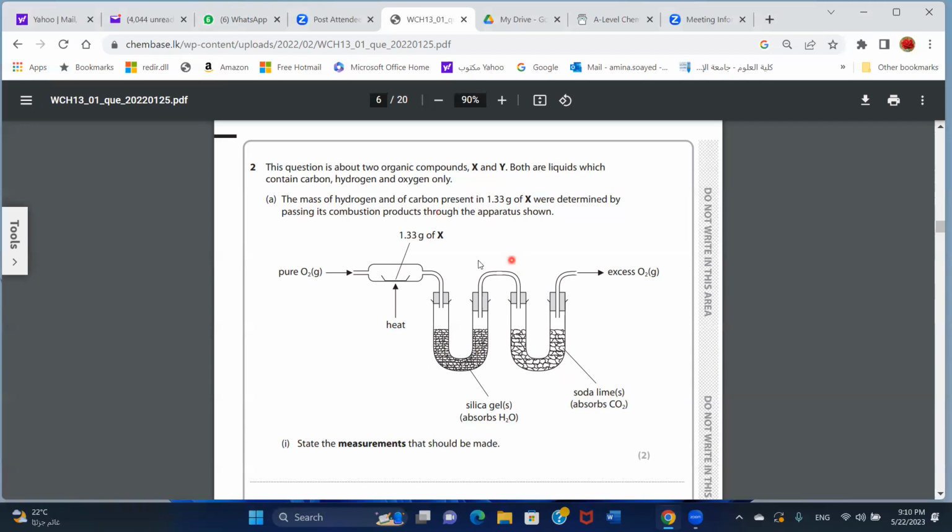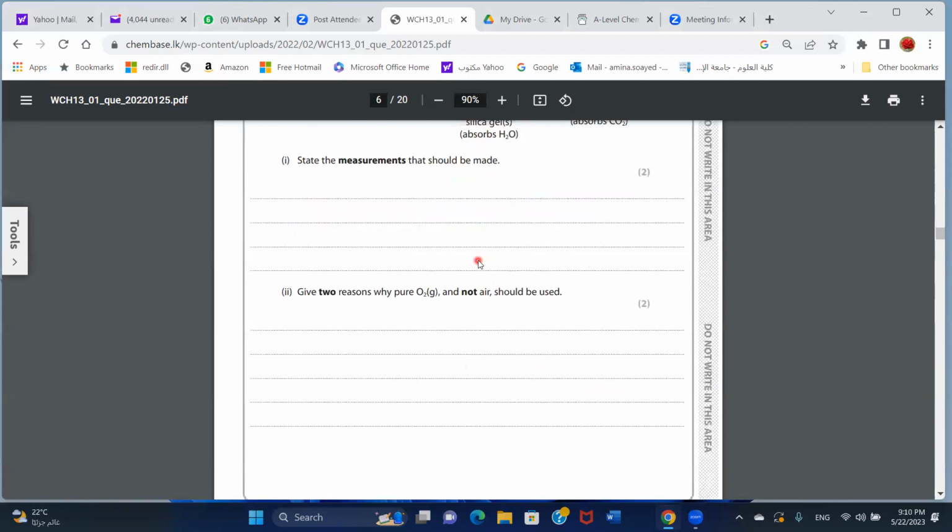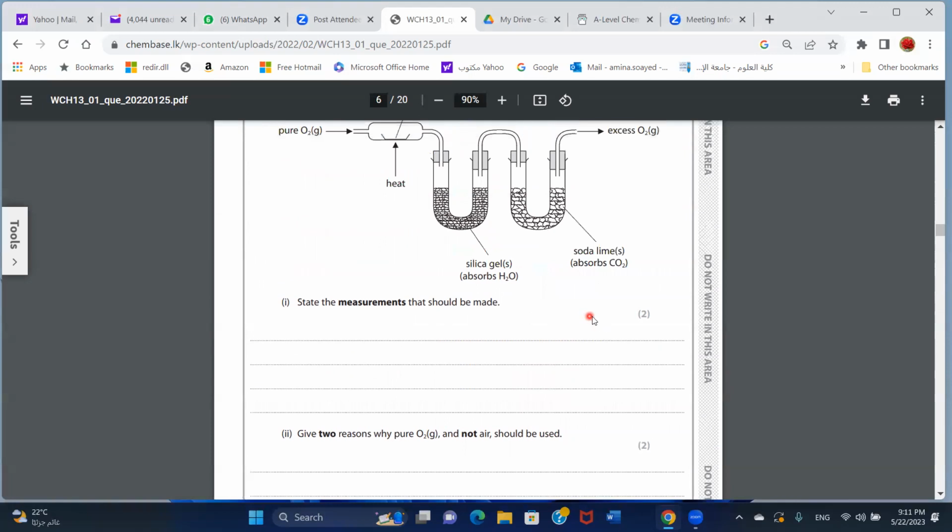Okay. Give two reasons, Mavi, why pure oxygen and not air should be used. Didn't we solve this paper before? I remember this question. Yeah. Okay. Give two reasons why pure oxygen and not air should be used.